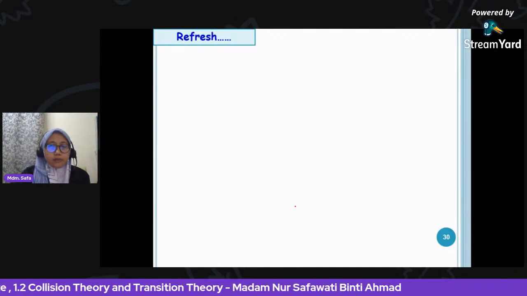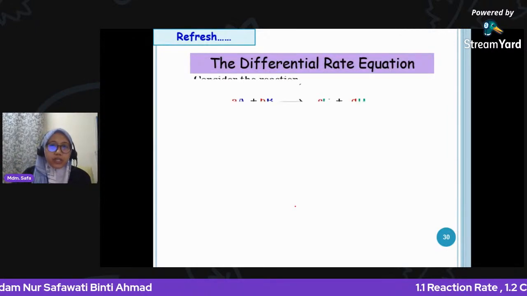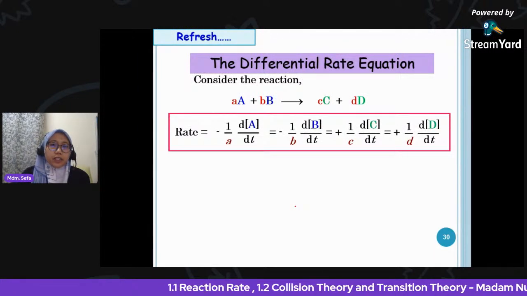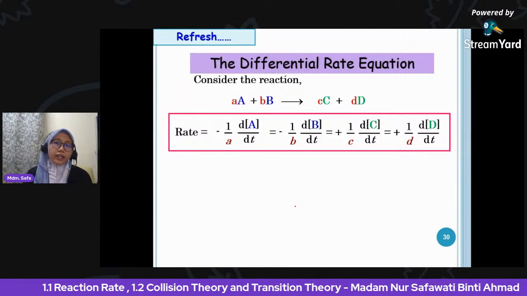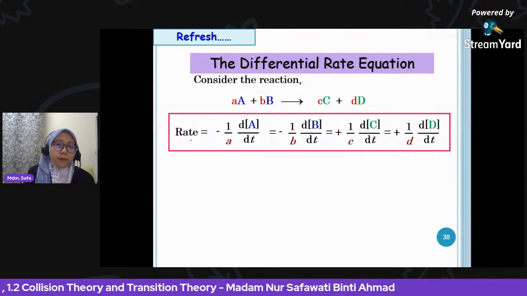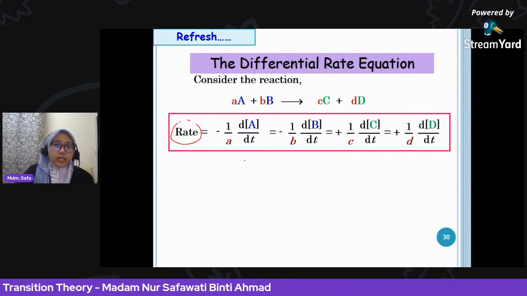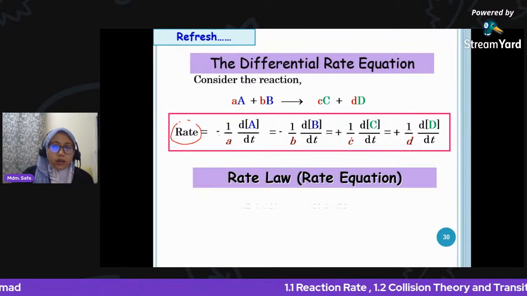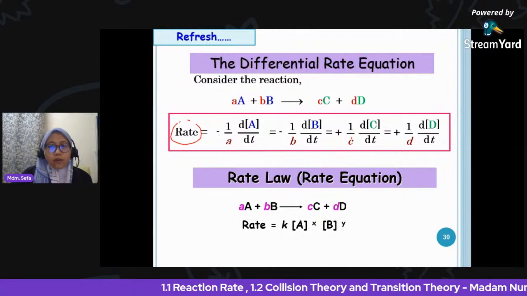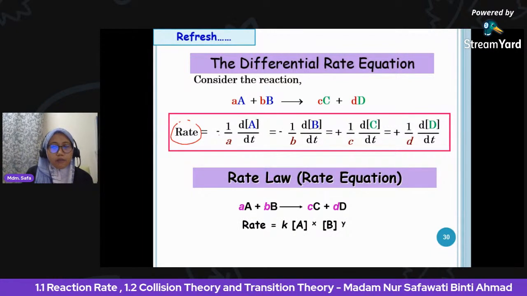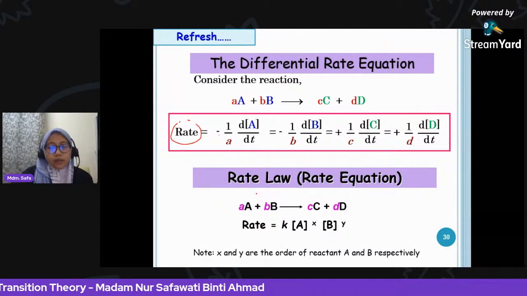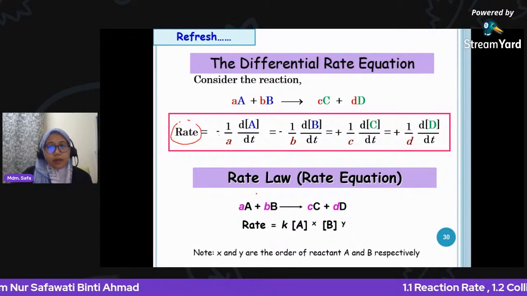Okay, so kita tengok apa yang kita dah belajar tadi, the differential rate equation. Consider the reaction. So differential rate equation expression is given there. It relates with all the reactants and product. Don't forget to put the word rate here, and then the negative sign and the positive sign as well. Right, and then the rate law, or rate equation, it involve only the reactant. Then X and Y adalah order for reactant A and B respectively.